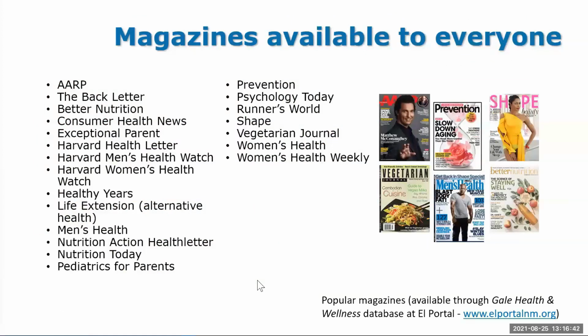These are ones that I pulled up, and they are available through the Gale Health and Wellness database, which I am going to show you very shortly. They have not only magazines, but they also have newspaper articles and other sources of information. If you're a person who wants to possibly read the Harvard Women's Health Watch, which is something that comes out on a regular basis about different research that Harvard is doing, but is written in a layman's terminology as opposed to a medical person's terminology. Consumer Health News, the Vegetarian Journal, all of these are available through the Gale Health and Wellness database for you to look at online.